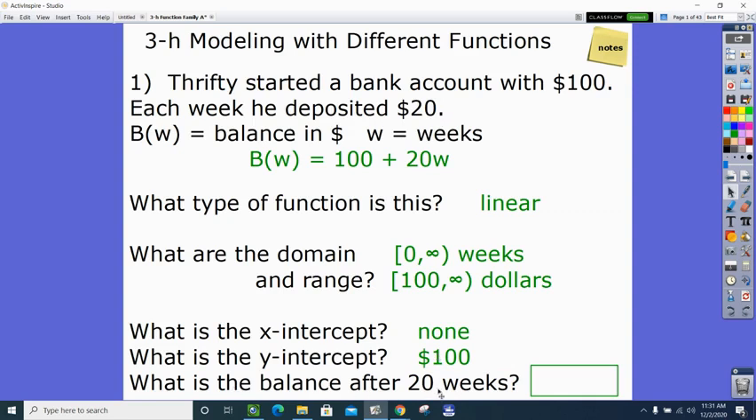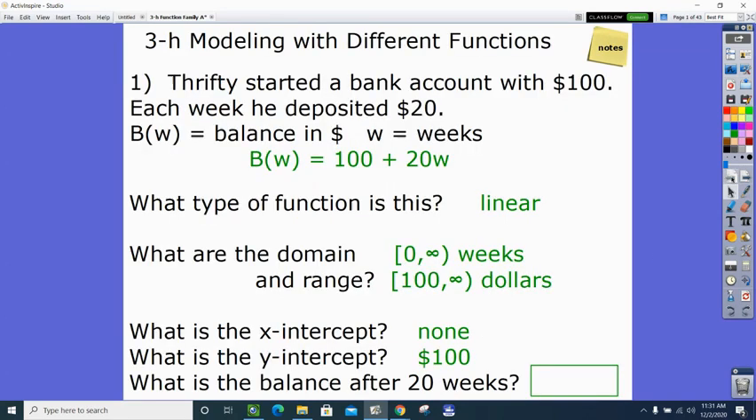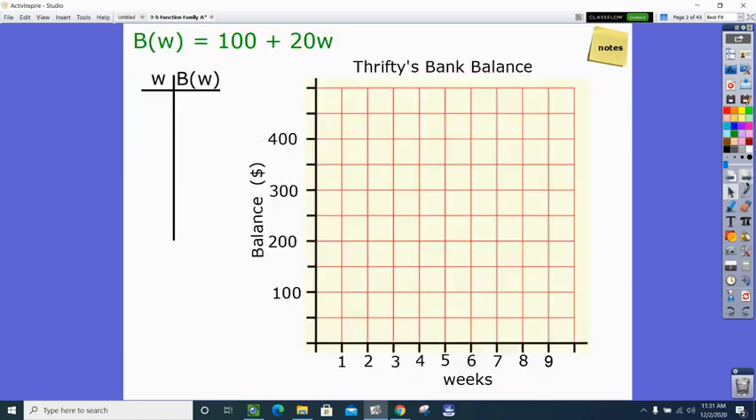Okay, so what is the balance after 20 weeks? Well, we cannot use our graph because we didn't have our graph go up to 20 weeks, but we can use our function rule and substitute the 20 in for W: 20 times 20, add the 100, and you should get $500. So there's an example of a linear family real-world application. All right, let's move on to a different family.